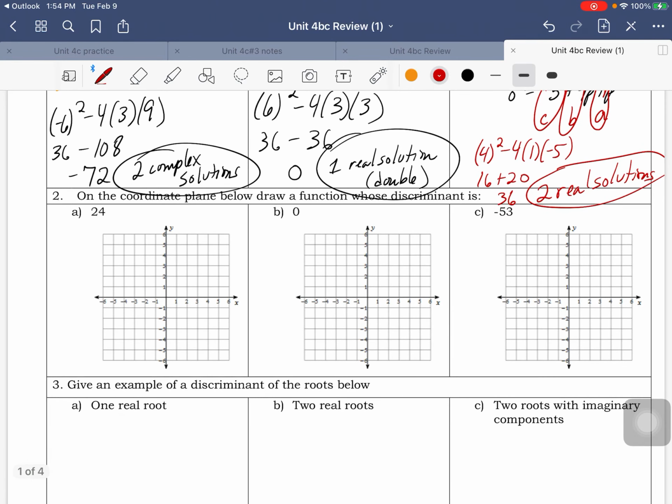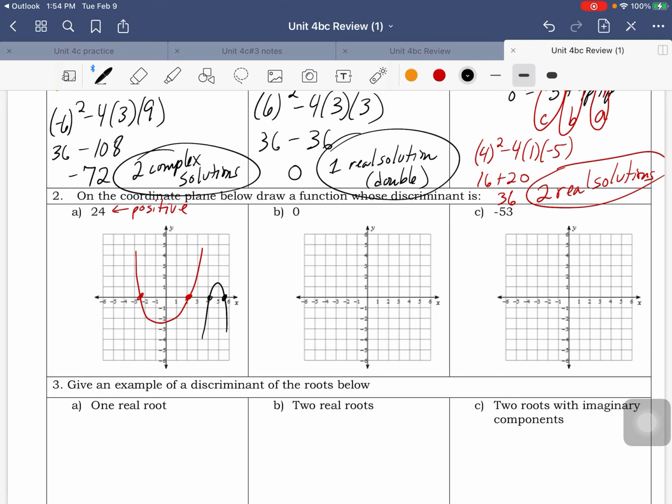All right, so we're drawing a function that would represent a discriminant if it was a positive number, so that's positive, which means, like we just did up top, it's two real solutions, so it's going to cross the x-axis twice. So something like that would work. You could draw something like this because it would cross twice. Those would be great representations.